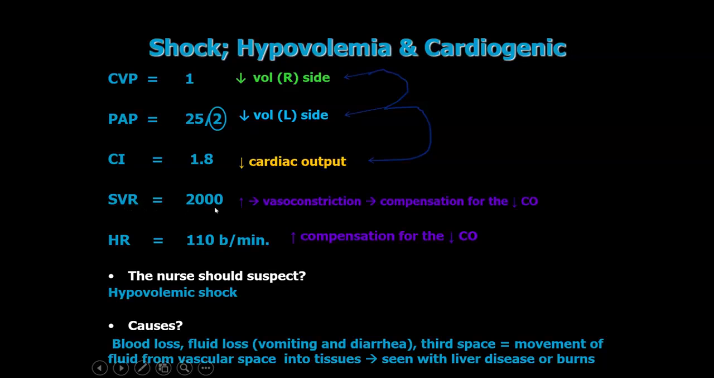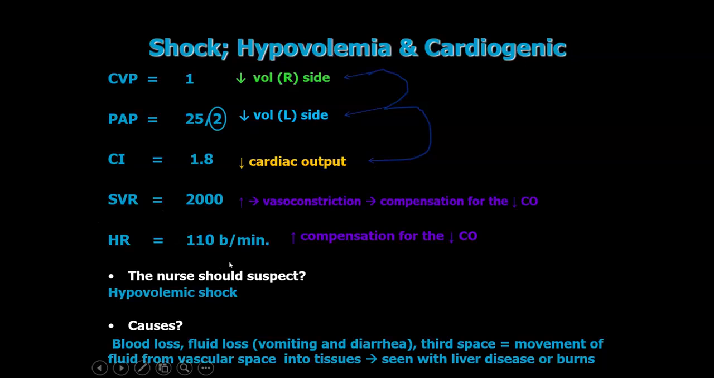Then we look at the next thing and we see the systemic vascular resistance at 2,000. Normal is between 800 and 1,200. So we see that this patient has marked vasoconstriction. And we know that as soon as the cardiac output goes down for whatever reason, in this scenario, the reason is low volume, we know that the RAS will kick in and that will cause vasoconstriction. And this is compensation for the low cardiac output. So again, as soon as the cardiac output goes down, the kidneys are going to go, yo, where's the blood? They're going to release renin, which goes to angiotensin II and causes vasoconstriction.